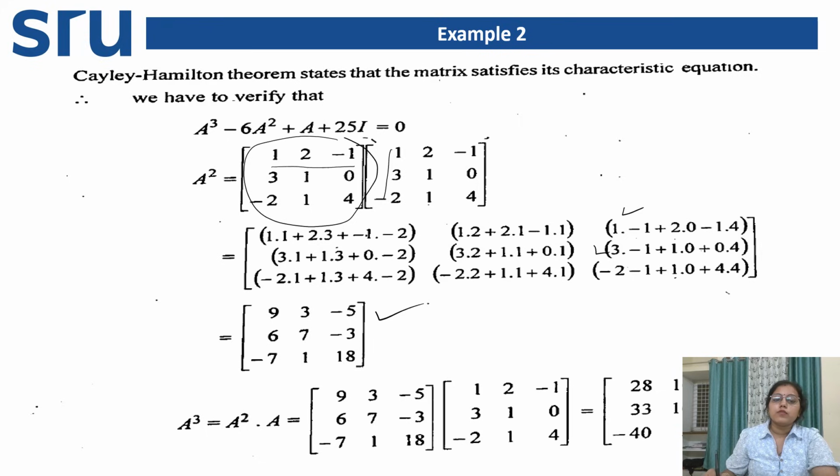Simply when you find A squared, multiply A into A squared, so you get A cubed. So you have to find A cubed and A squared. If both calculations are complete, now you have to put the values of A cubed, A squared and A here and do the calculation. Let's see in the next slide.